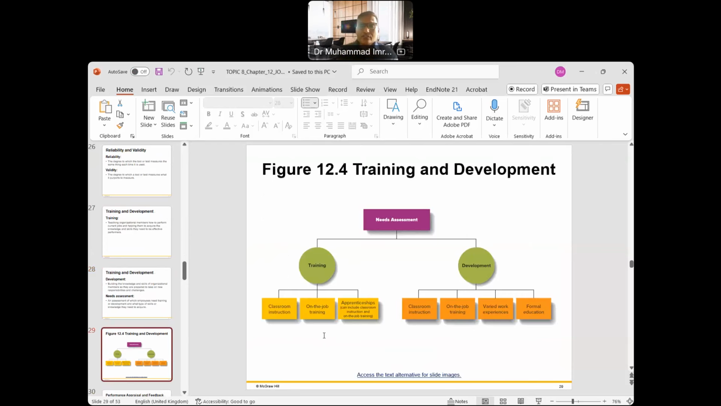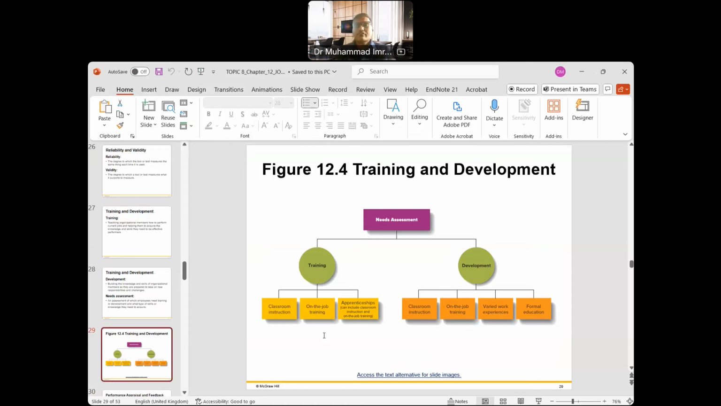Here is the summary of the picture. See here, training and development. So here's how they provide the training. Classroom instruction: they just give them a lecture in the class. On-the-job training: they are giving them training while they are doing their jobs.